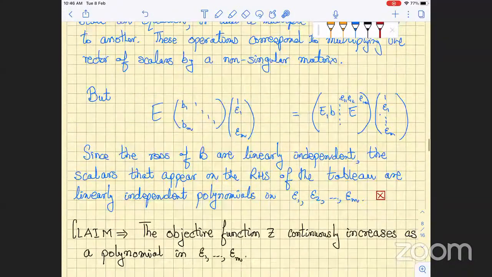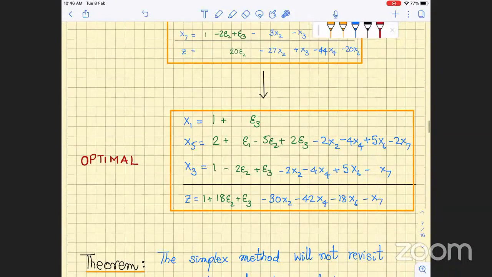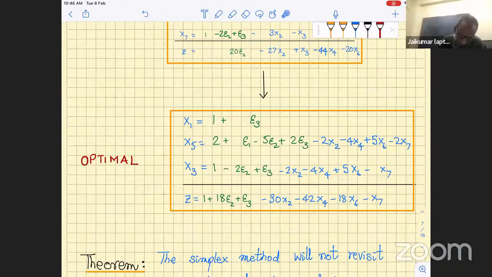Is it in general true that for any vertex of the polytope, these coefficients will be non-zero, or just the ones visited by the simplex? Yeah, good question.